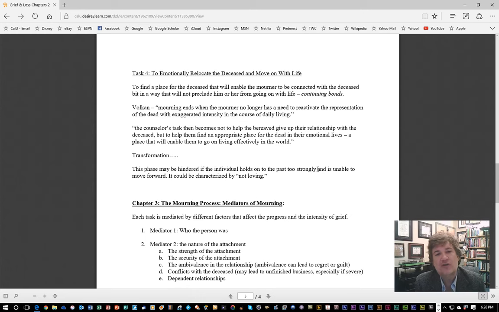Task 4, to emotionally relocate the deceased and move on with life. It sounds a bit harsh, I know. But this has gotten much more advanced in the past 10, 15 years. To find a place for the deceased that will enable the mourner to be connected with the deceased, but in a way that will not preclude him or her from going on with life. So, I also believe, as Worden and Rando, that our relationship does continue with the deceased in some way.